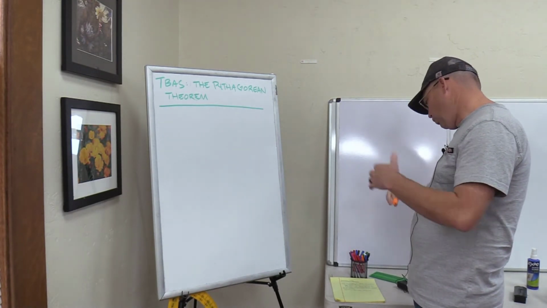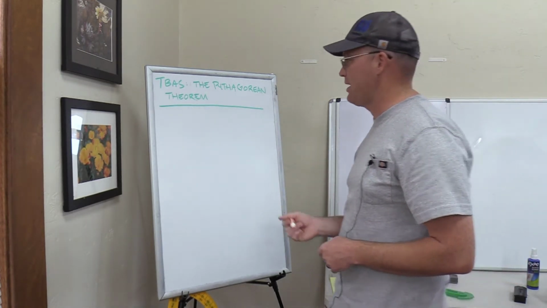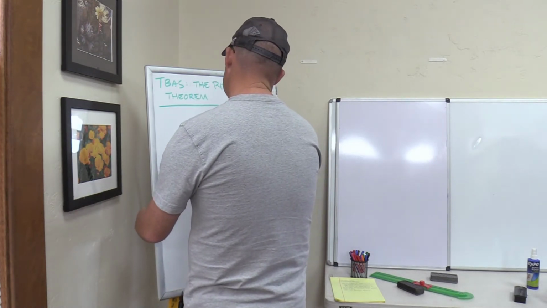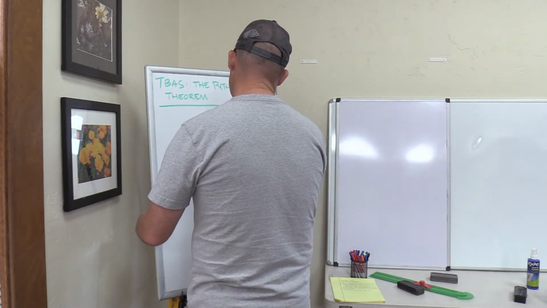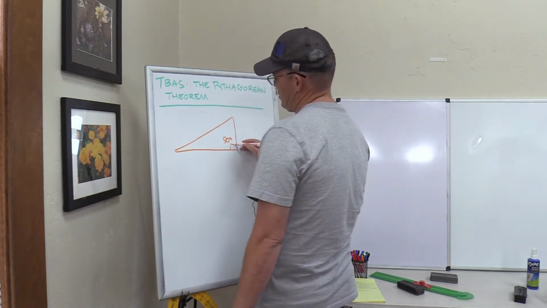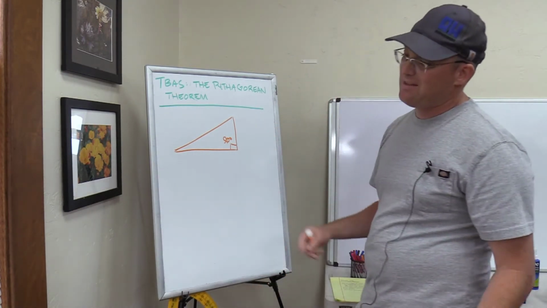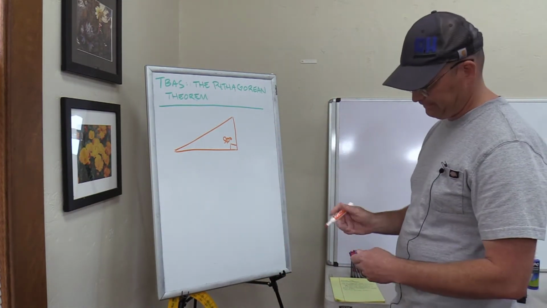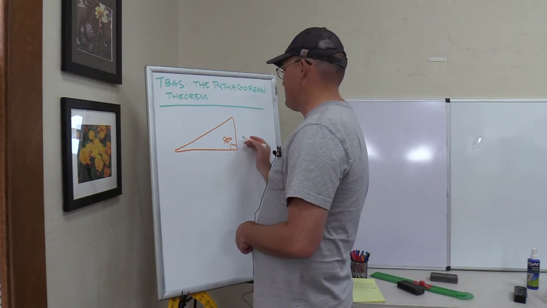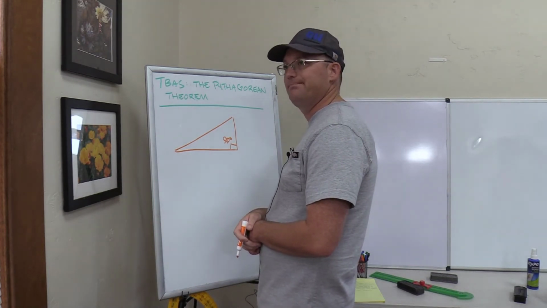It's a rule that has to do with the relationships of the sides of a right triangle. Just to review, a right triangle is a triangle where one of the angles is 90 degrees. That's how we show that little square there. That's a right triangle. Here's what the Pythagorean theorem says: the squares of the two shorter sides of a right triangle will equal the square of the longer side.